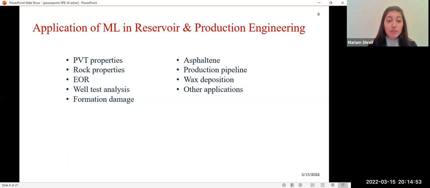And we can forecast asphaltene precipitation, wax deposition, and optimize enhanced oil recovery techniques. For example, we can accurately get the values of the interfacial tension and the minimum miscibility pressure. The minimum miscibility pressure is an important parameter when we are applying gas injection.